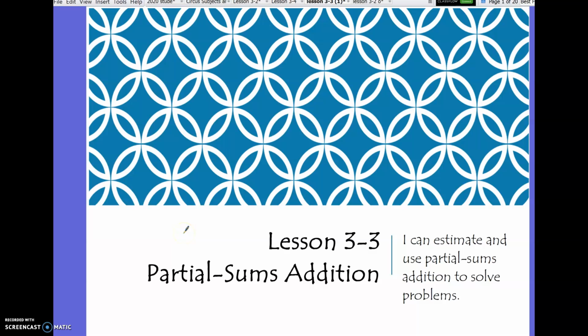Okay, third graders, we are back for lesson 3.3. This is the last lesson for the week, and we're going to be working on partial sums addition. And with this lesson, we are going to work on estimating and using partial sums to solve addition problems.